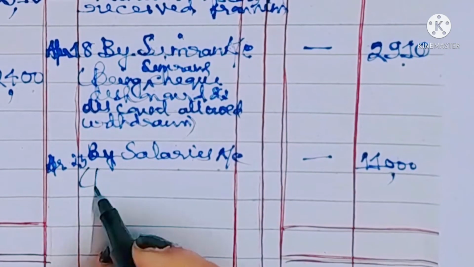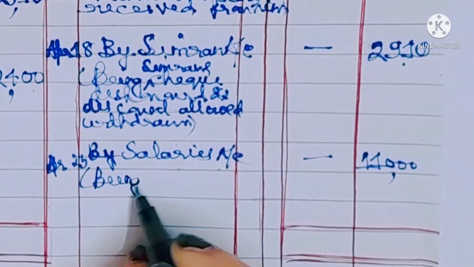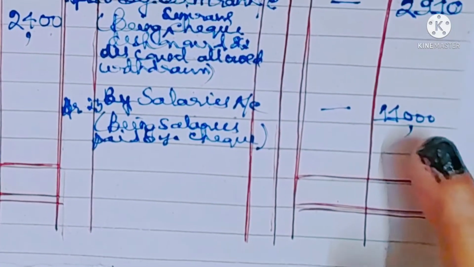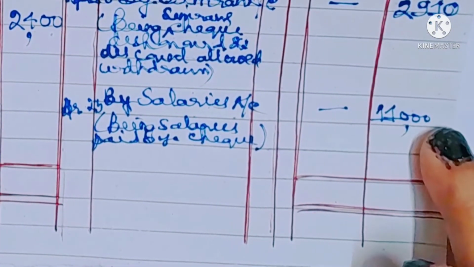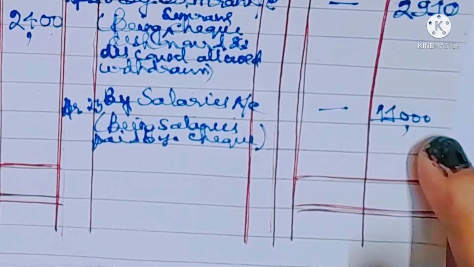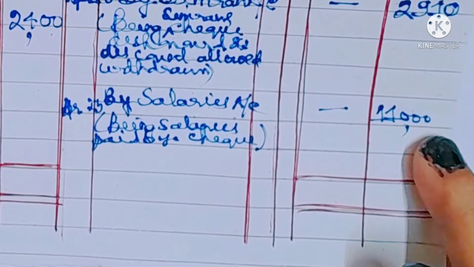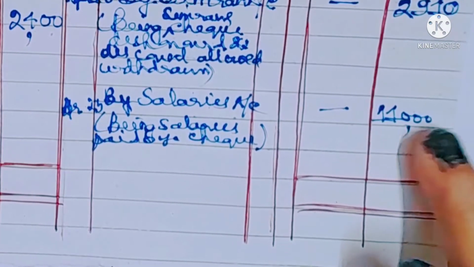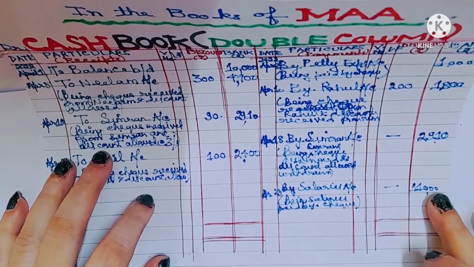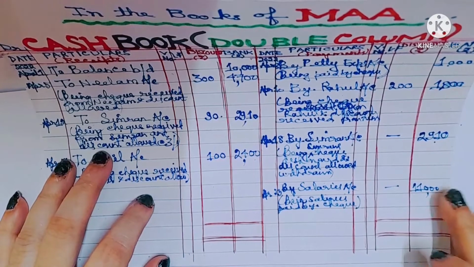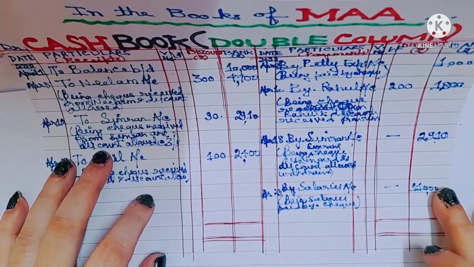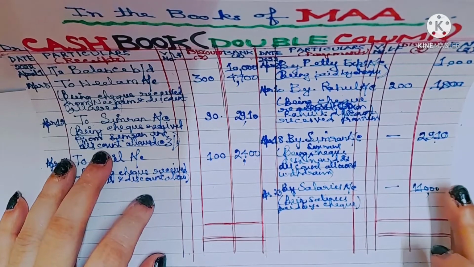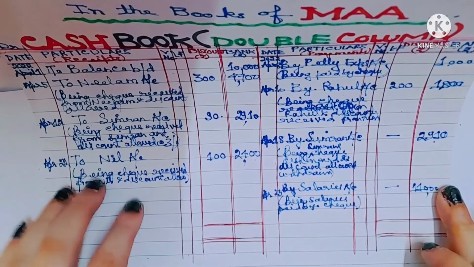Being salaries paid by check. Moreover, bank column represents bank account. Bank account comes under personal account. According to personal account, the giver of the benefit is credit. Here, when salaries is paid by bank, bank is the giver of the benefit. So bank account will be credited by 11,000. And moreover, when salaries is paid by check, bank balance is reduced. Okay. And please remember one thing.